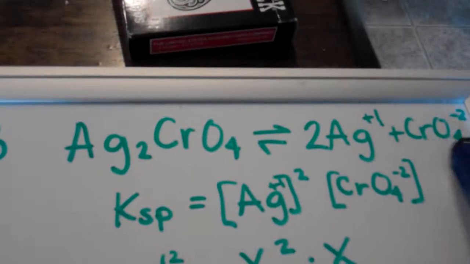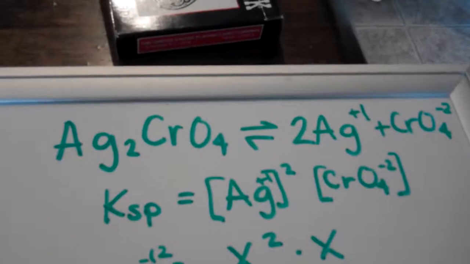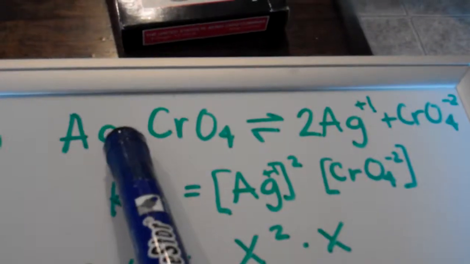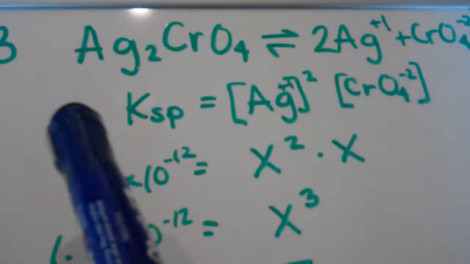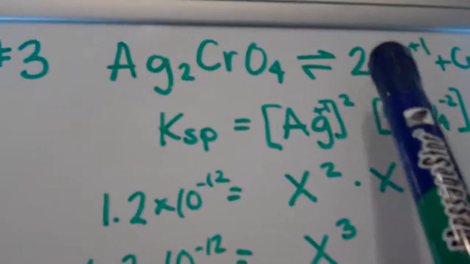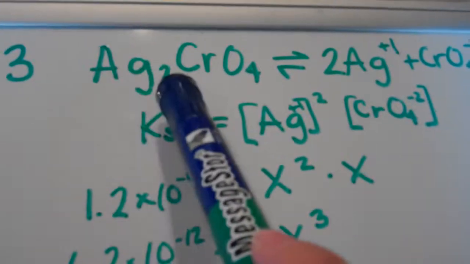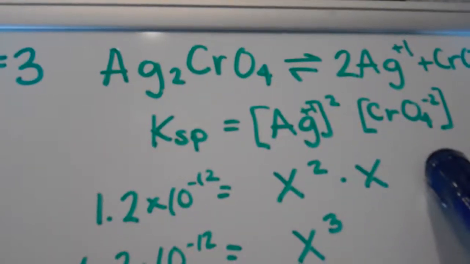This right here is a polyatomic ion. That's how I know to leave it by itself, not split it up into its individual pieces. Again, this one's always going to be a solid because it's a salt, and these are going to be aqueous, so they're included in Ksp. So Ksp is going to be equal to silver, and this time it's squared because we had 2 moles, as shown by this 2 right here, multiplied by the concentration of our chromate ion.